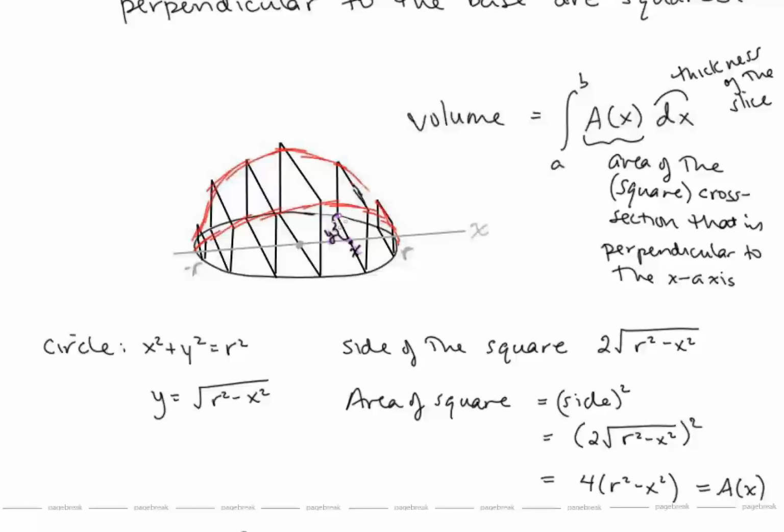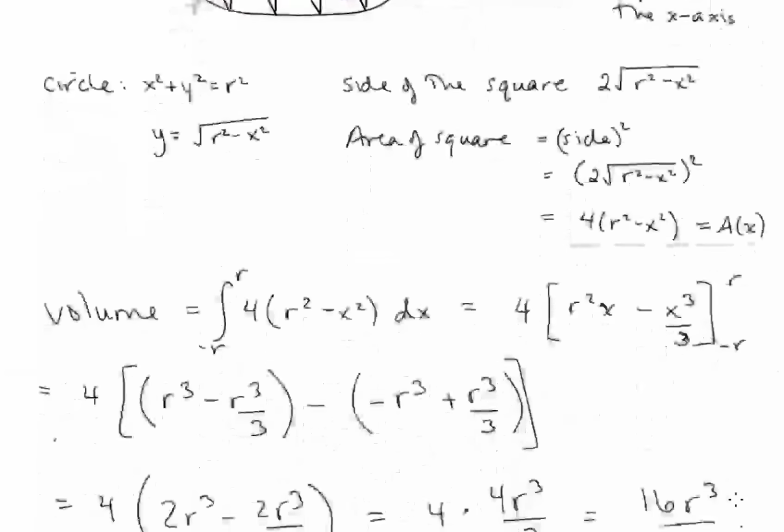So that says that a side of our square here is twice that distance. And then our area function for the area of the square is going to be side squared. So it's going to be 2 radical r squared minus x squared, all squared. So that's 4 times r squared minus x squared, and that's our A of x. That's the function that we need to integrate. So we integrate that from negative r to r. Remember that we're integrating with respect to x, so x is the variable and r is some constant.